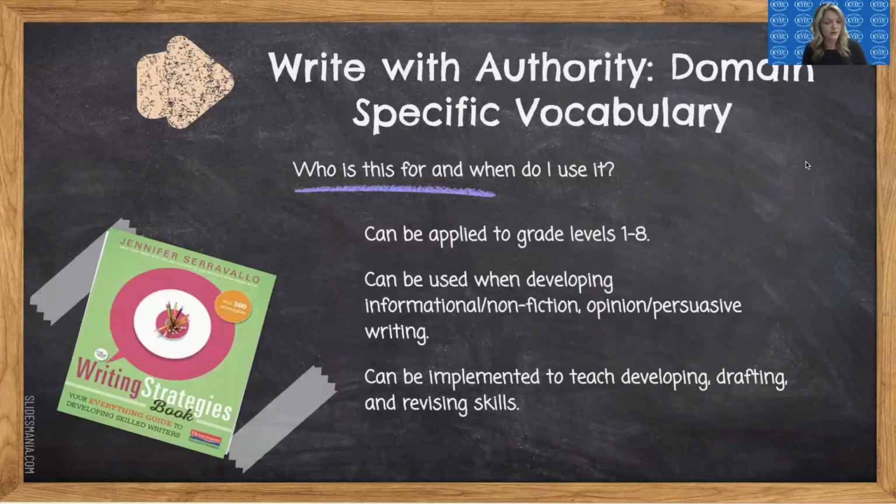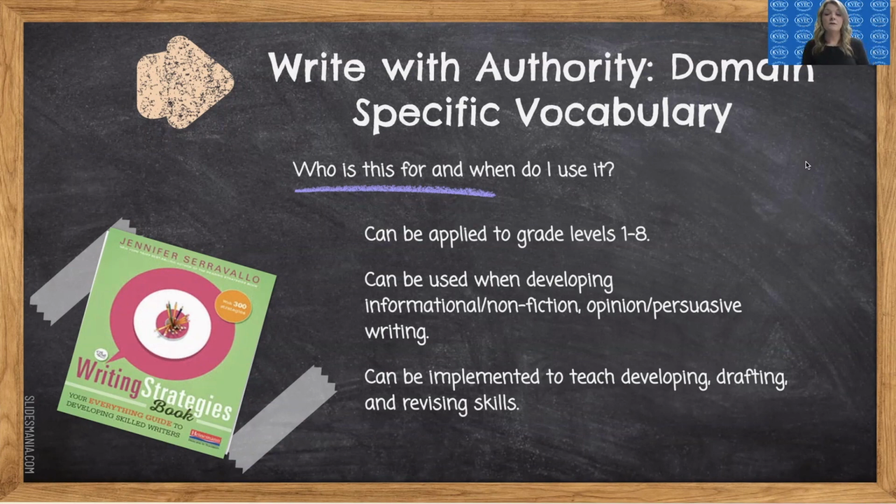So the strategy that we're going to use today is from this book. It's called the Writing Strategies book by Jennifer Serravallo. I love her. She's got a writing one, and then there's also a reading one that we use. They're simple, easy to follow, yet very impactful. So that's why we like to use these. This one is called Write with Authority, using domain specific vocabulary, which leads right into what we had talked about. Based on our unit and our passage, we have picked our words.